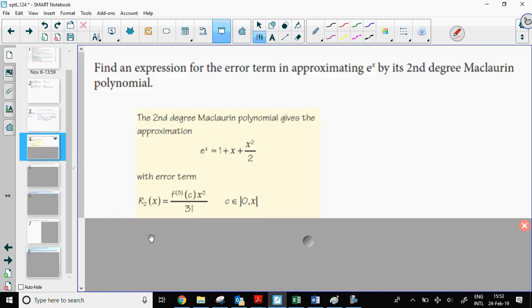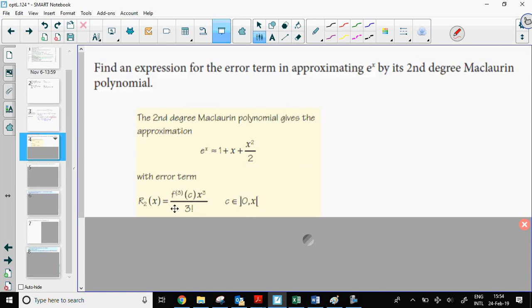Evaluated at c, whatever that is. I multiply by x cubed, I divide by 3 factorial. Again, the 3's were all given to me by the fact that this was the second degree polynomial up here. The center of the interval of convergence for e to the x can be shown to be 0. So c needs to be somewhere in between 0 and whatever the x value is that we are approximating.